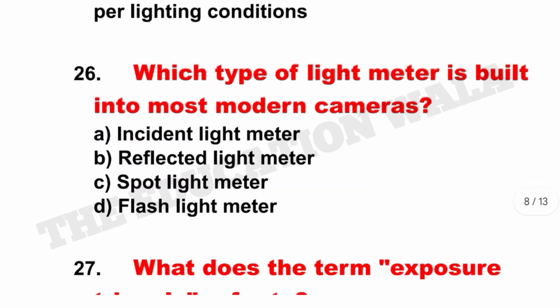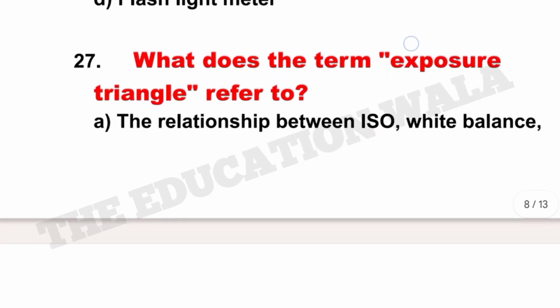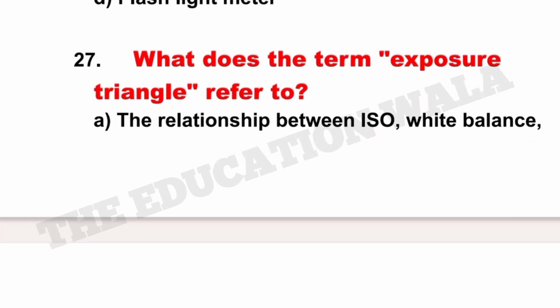Question number 26. Which type of light meter is built into most modern cameras? Option A, incident light meter. Option B, reflected light meter. Option C, spotlight meter. Option D, flashlight meter. Right answer is reflected light meter. Question number 27. What does the term exposure triangle refer to?